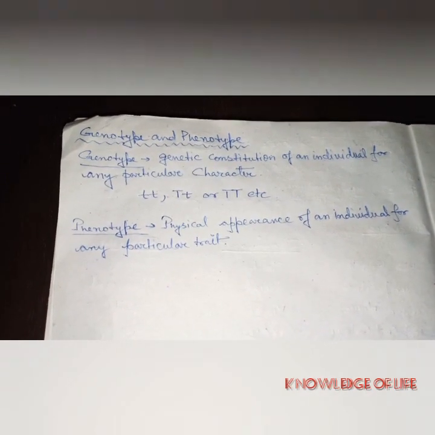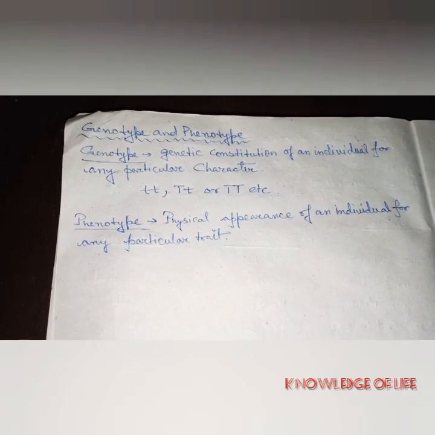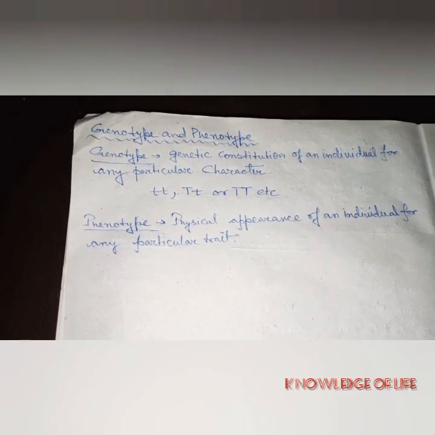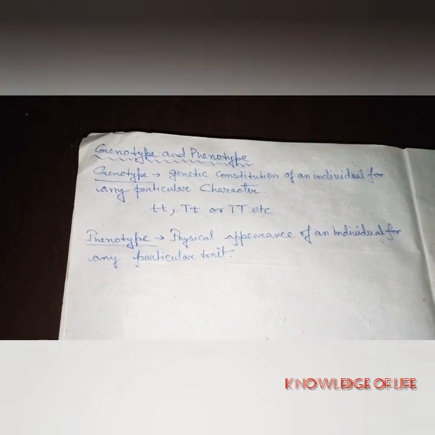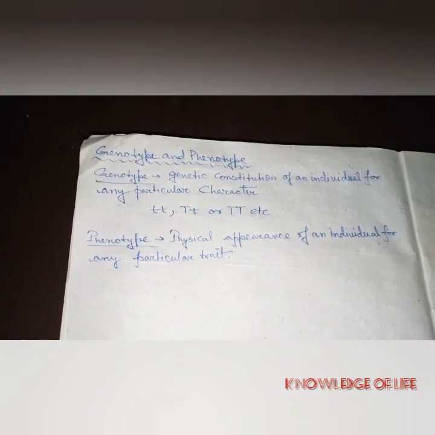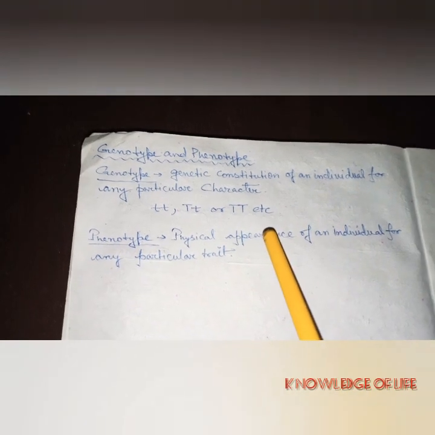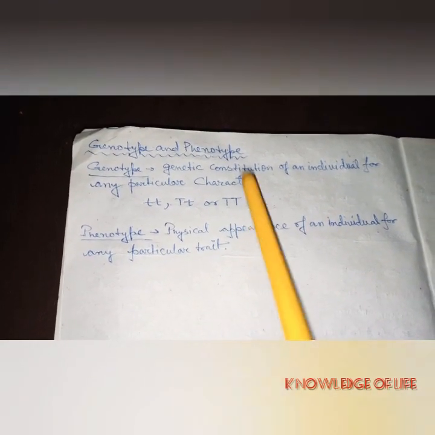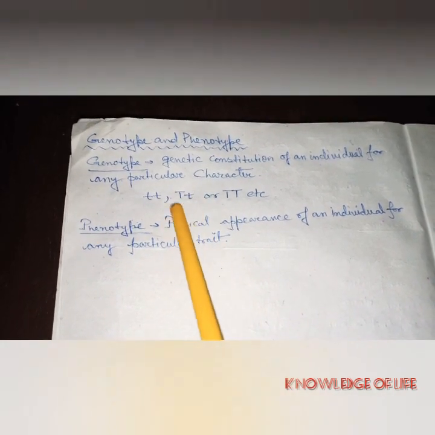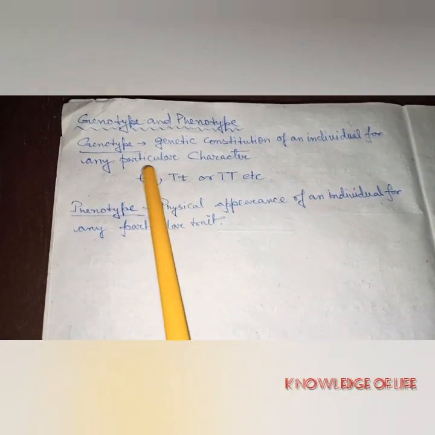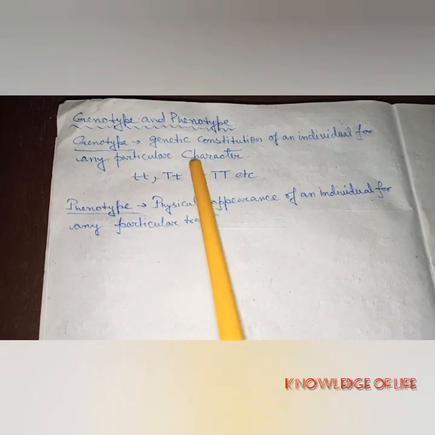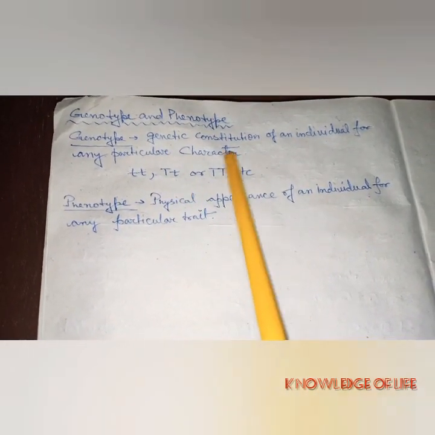To distinguish physical appearance from genetic constitution, two different terms are used in genetics, that is genotype and phenotype. The genotype is defined as the genetic constitution of an individual for any particular character or trait. The genotype of an individual is usually expressed by a symbol, which is small t small t, capital T small t, or capital T capital T. This indicates pure dwarf, this is hybrid tall, and this is pure tall.